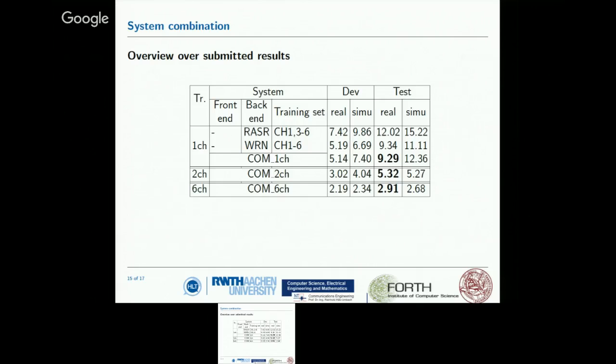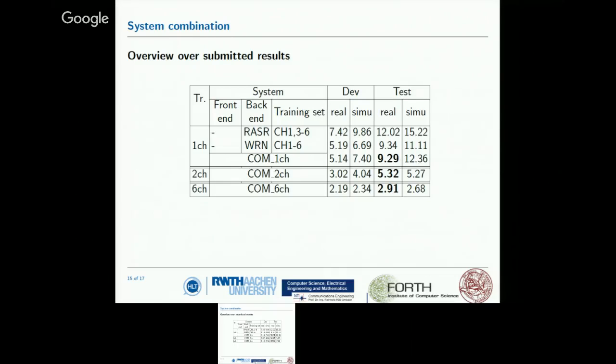So on the 2-channel track, with the same systems, just applying the beamformers on 2 channels in the evaluation phase, we get a word error rate of about 5.3. And on the 1-channel track, we just took both backends, didn't do any pre-processing, and combined them. The combination gave, I would call it, an insignificant improvement over the best system, but still a little bit better. So we arrived at 9.2 or 9.3.